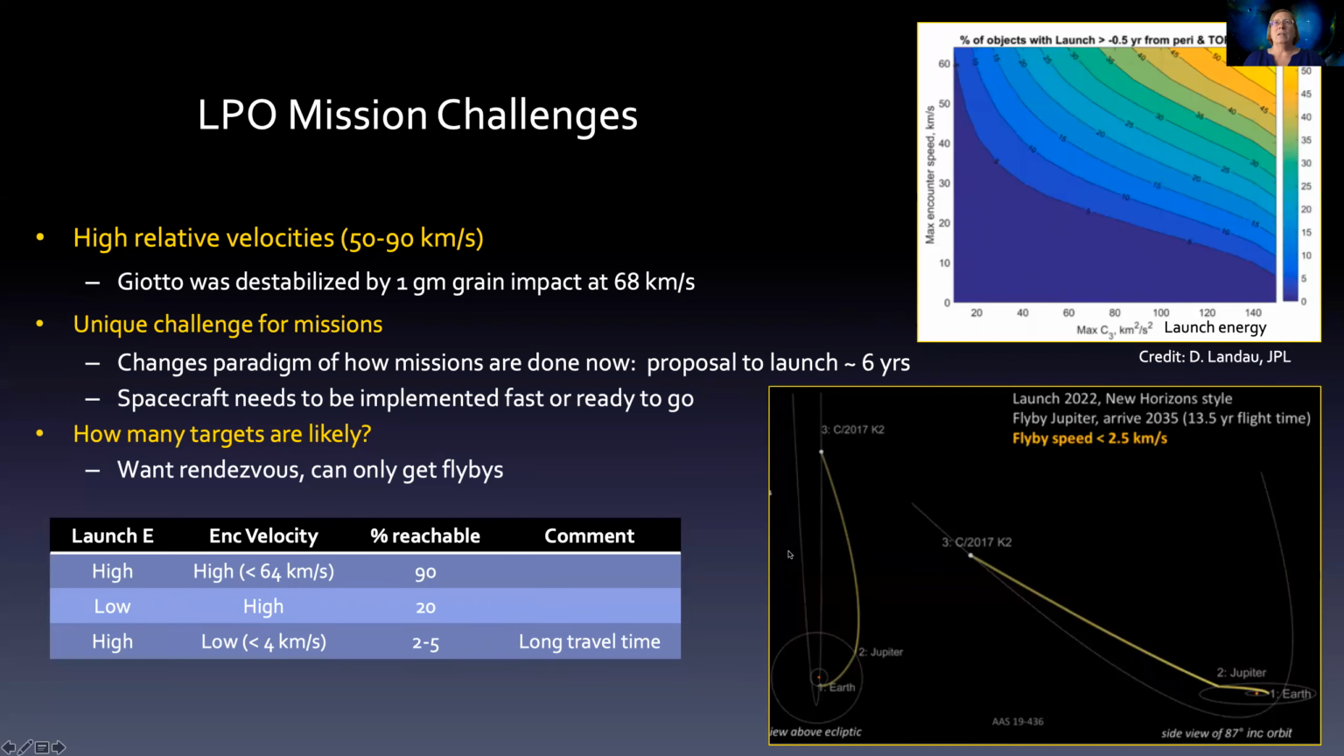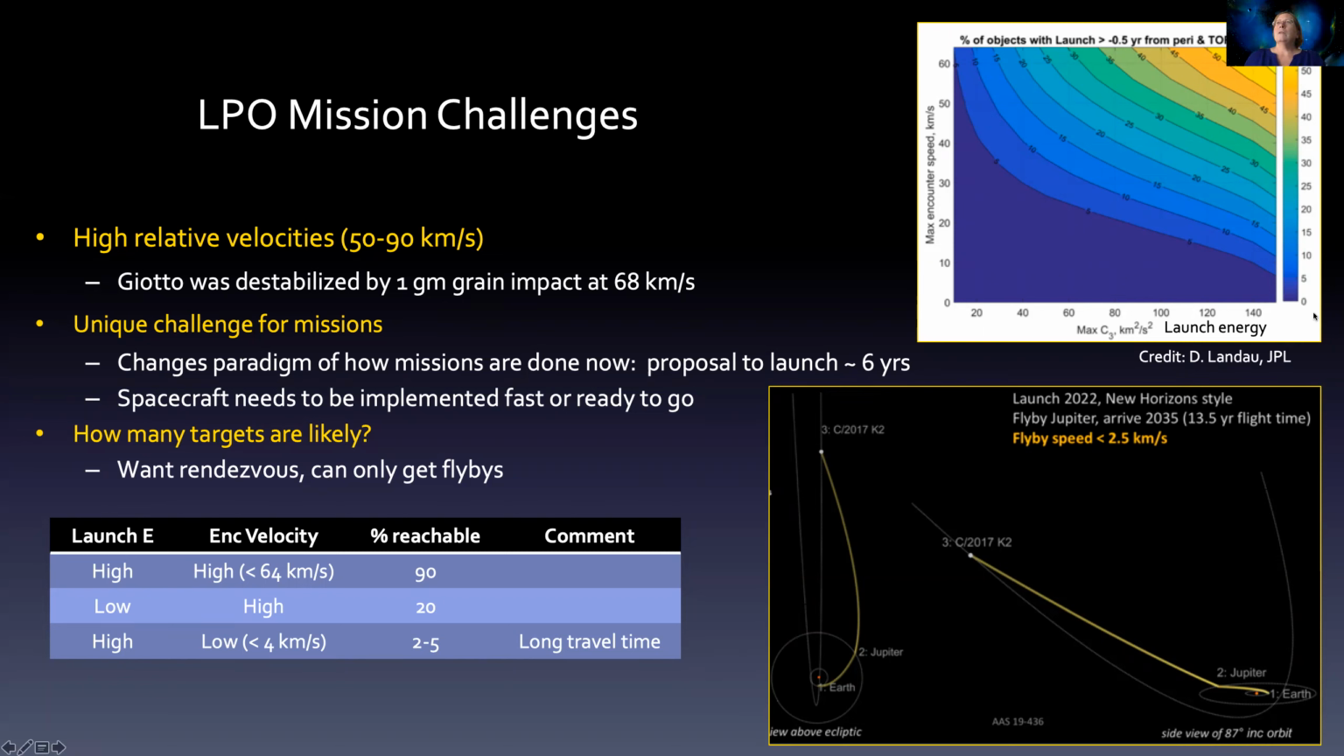That's simply not possible with these objects on long period comet orbits. As we look up here, this is the launch energy versus the encounter speed. Giotto was destabilized by a 1 gram grain impact at nearly 70 kilometers per second. So you'd like really low encounter speeds.